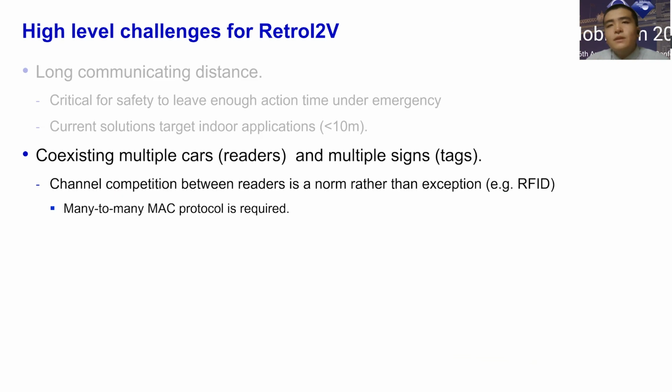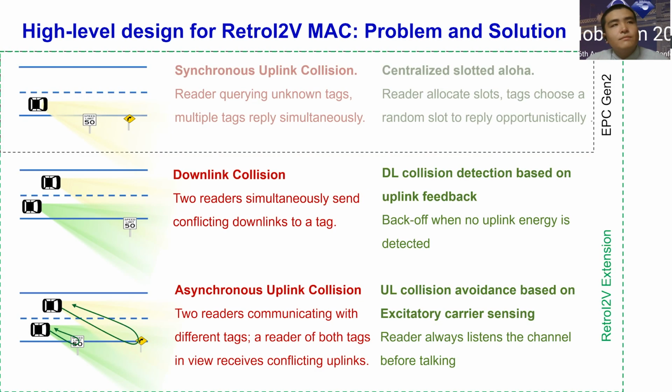The second challenge is to handle coexisting readers and tags, which requires a many-to-many MAC protocol. To design a many-to-many MAC protocol, we propose two simple yet effective methods. First, we let the readers wait for a random period before sending when no uplink energy is detected to avoid downlink collision. Second, we do not allow readers to send when uplink data is detected to avoid being interfered by ongoing traffic, also known as asynchronous uplink collision.